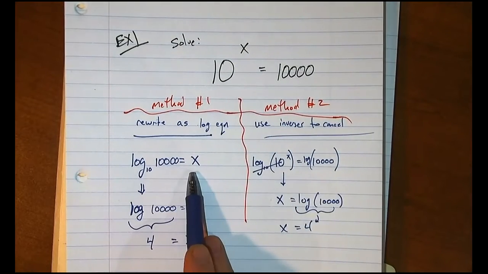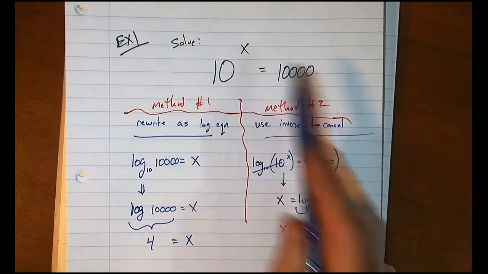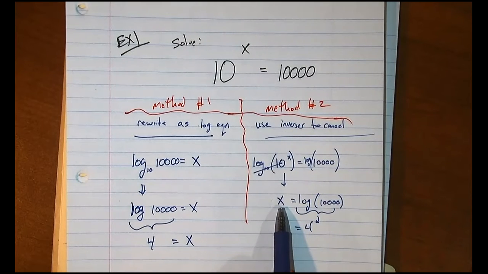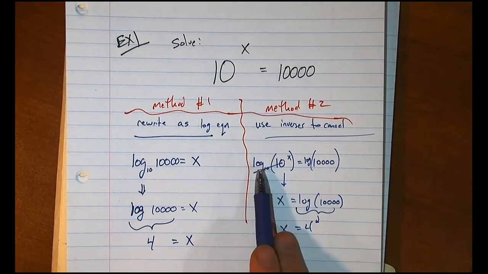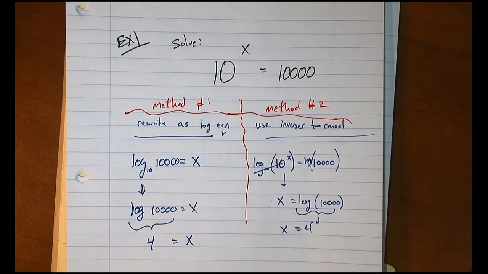And when I do that, the x happens to be by itself. And so that's useful. The other method is I know I've got x in an exponent, and logarithms cancel exponents. So that will give me the x by itself. I just have to remember anything I do to one side, I have to do it to the other side also. So you can do these types of problems either way.